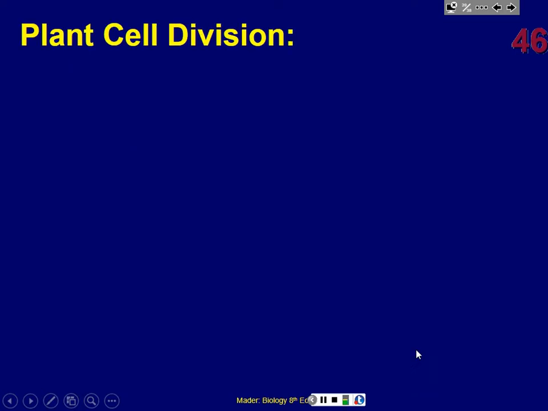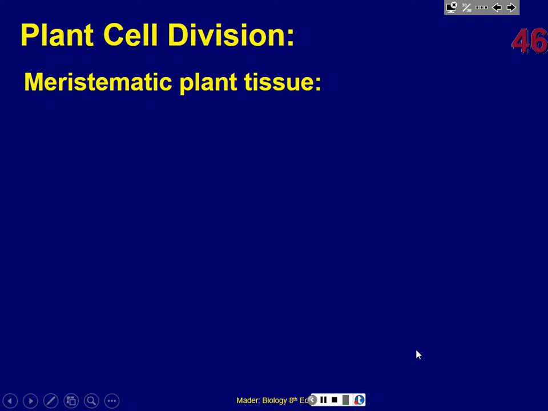Okay, plant cell division. As far as the steps for mitosis, very similar. The one thing that you probably need to know that's different in plant cell division is it occurs in tissues called meristematic tissues in plants. We sometimes call them meristems. Meristems are the part of a plant from which it grows. Okay, and all growth is mitosis.